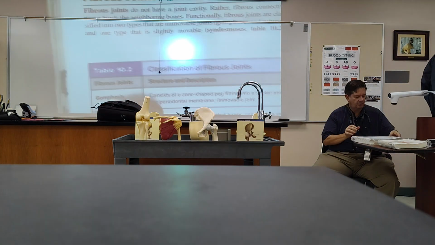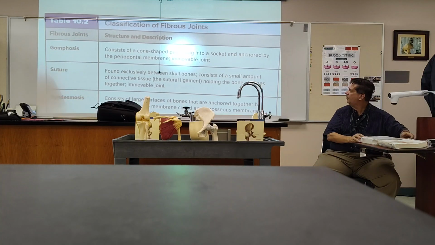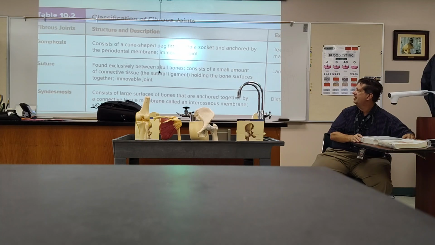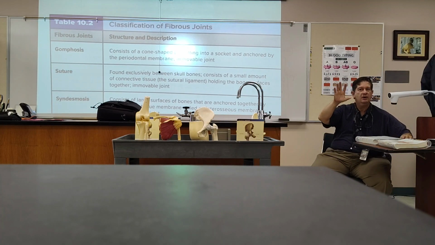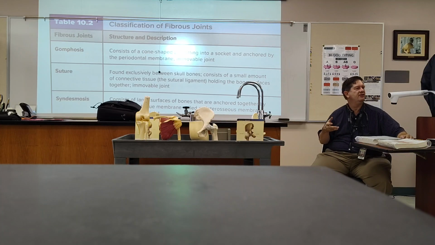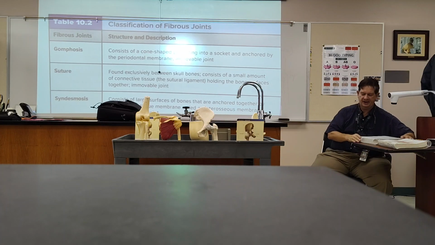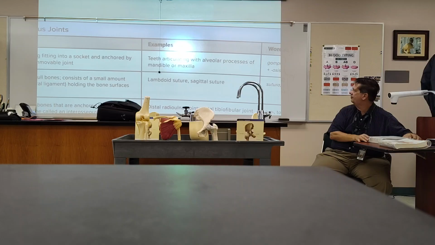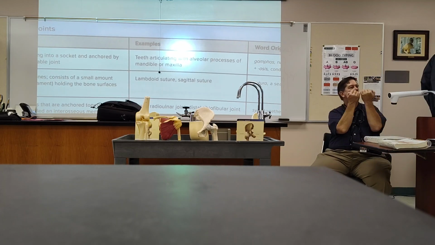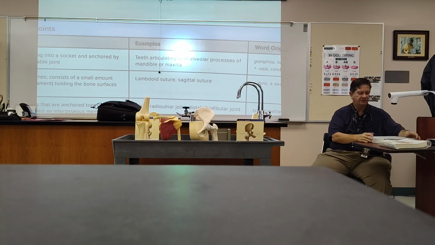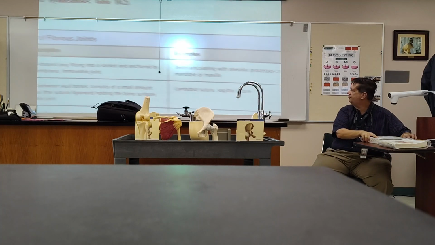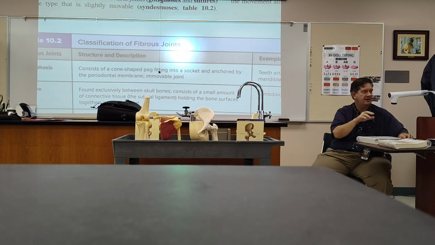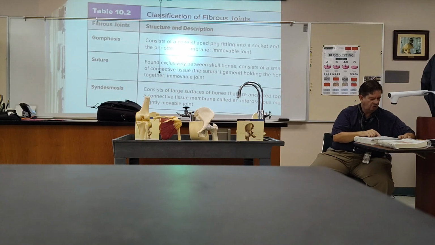But let's go ahead and read the fancy words as we do this. A gomphosis: a cone-shaped peg fitting into a socket anchored by the periodontal ligament. It's an immovable joint, at least it should be. We've already talked about how if someone doesn't get their vitamin C, they get scurvy and their teeth fall out. But if you're healthy, teeth articulate with the alveolar processes of the mandible or maxilla. Remember, the alveolar margin was where the tooth sockets were. All they're saying is teeth are held into their socket by the periodontal membrane, periodontal ligaments. Are we good with that? So that is an immovable joint, hopefully it stays that way.